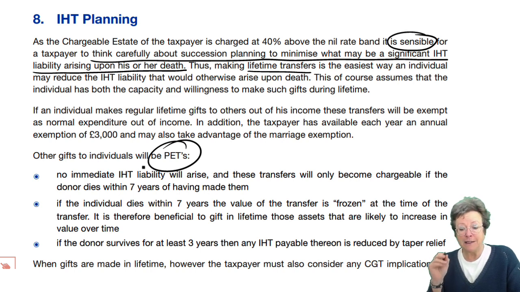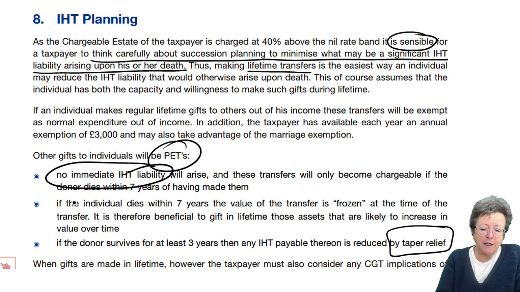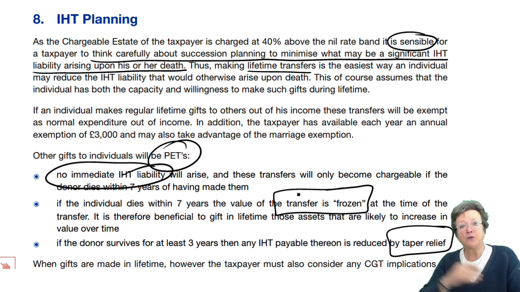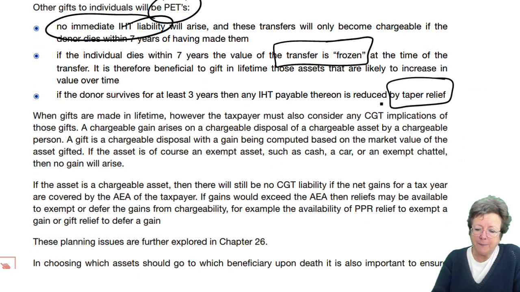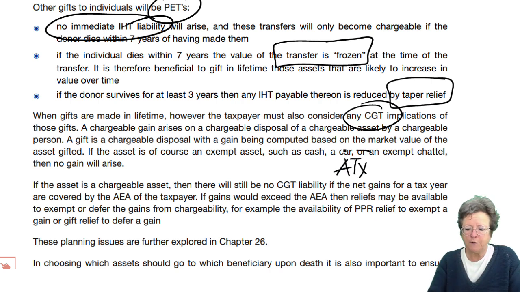If not, at least three, so they get taper relief. Because if not, then the person receiving the gift is going to have a massive tax bill if the gift is a large one. There is, however, advantages. No immediate IHT is payable, and the value of the gift is frozen at the time. If it goes up in value, then that is not included when it has to be recalculated at stage two. There are capital gains elements. It's unlikely you'll get a capital gains element linked with CGT at this stage. It's really about advanced tax, that one is.